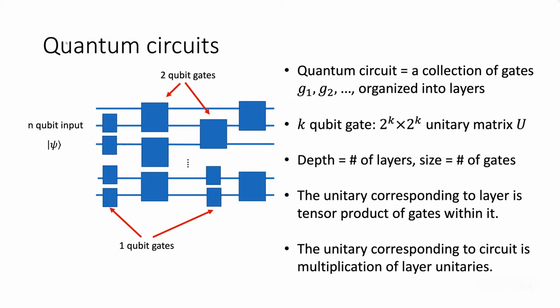If you multiply all these unitaries together, in a layer you can take the tensor product of these unitaries, and across the layers you can multiply the unitaries, and at the end you'll have a 2 to the n by 2 to the n matrix. Very complicated stuff. That's the model of quantum circuits.